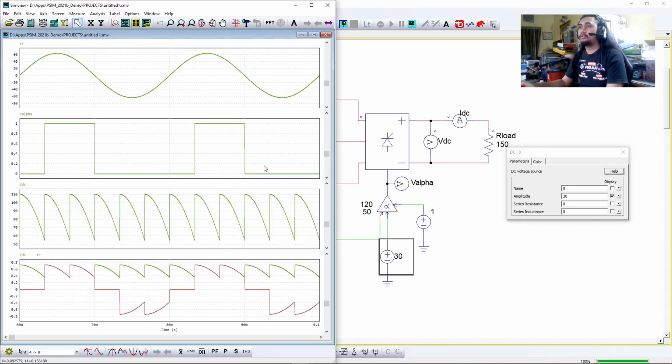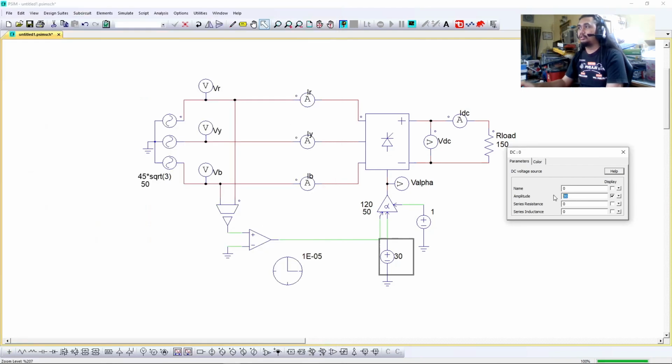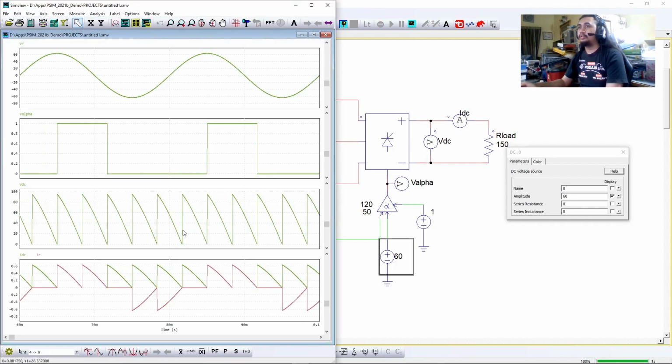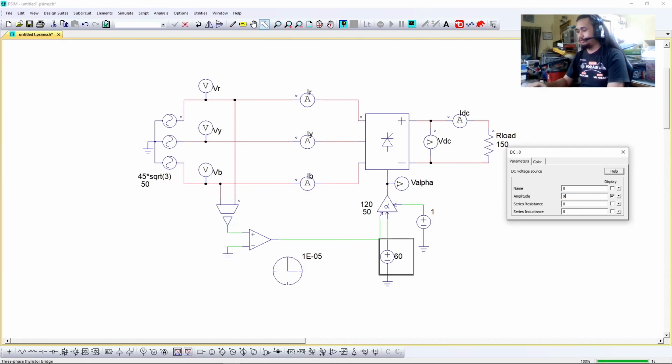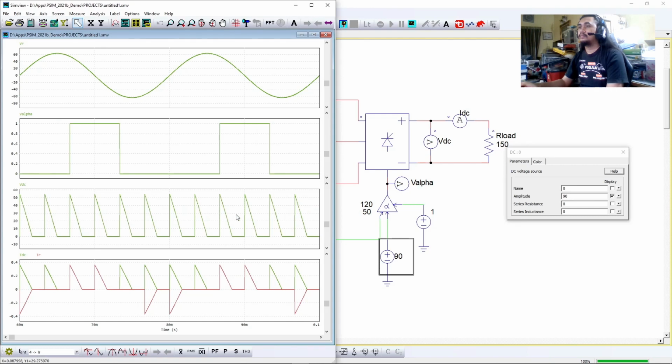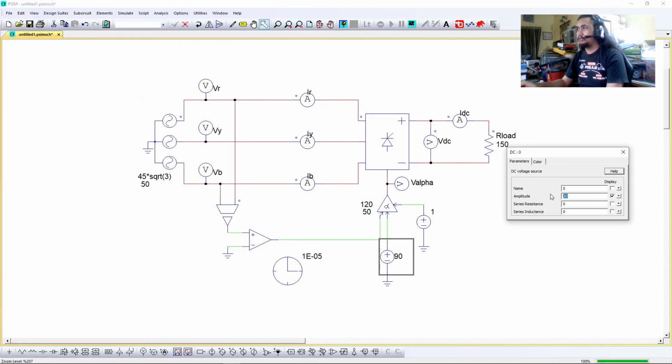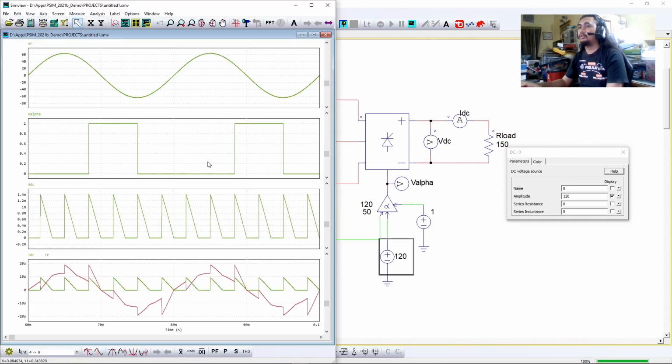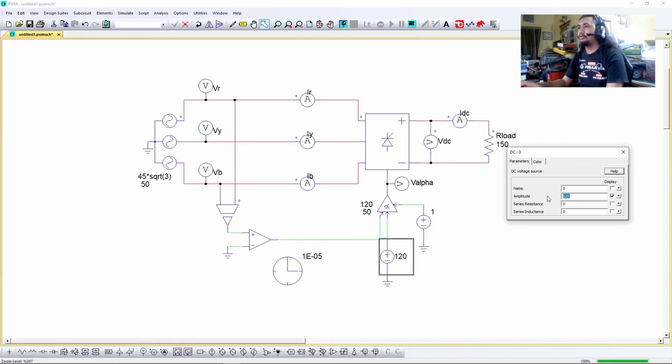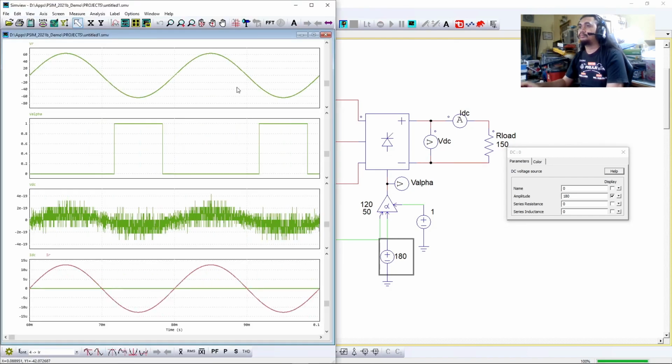Here are the waveforms for firing angle 30. Now we go for firing angle 60, and then firing angle 90, firing angle 120, and lastly firing angle 180.